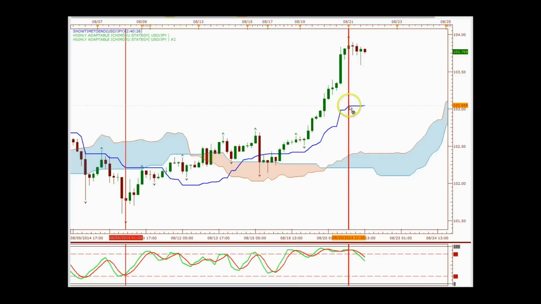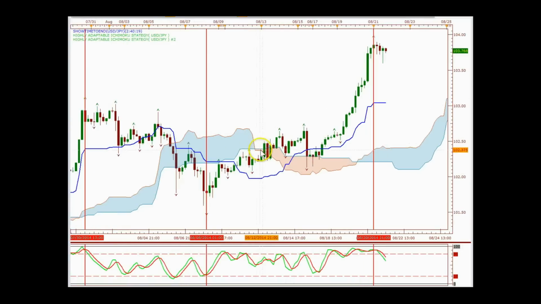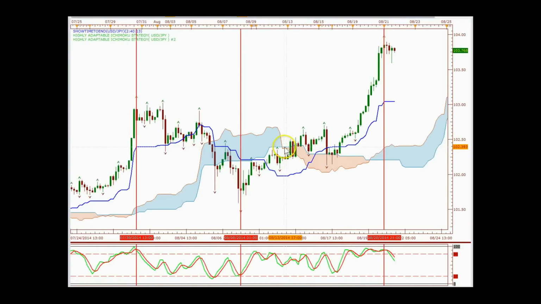I'll keep the Kijun-sen on there because that's always going to show me, number one, a support and resistance level. It's going to always show me my excess supply or demand levels, if the market's in equilibrium or not. And then finally, I definitely keep the cloud in because that gives me the market bias and a lot of support and resistance levels.